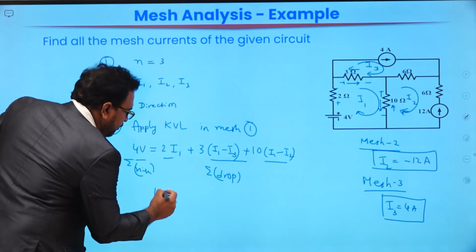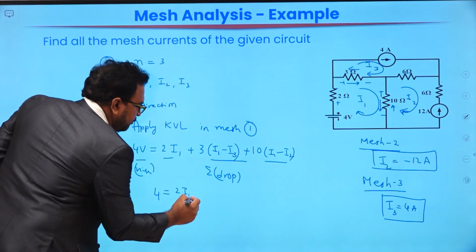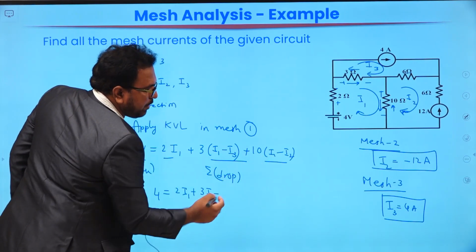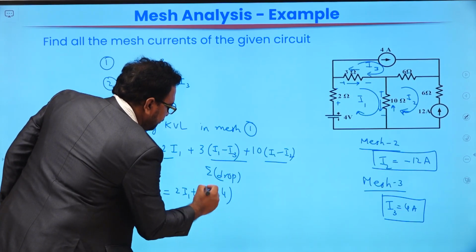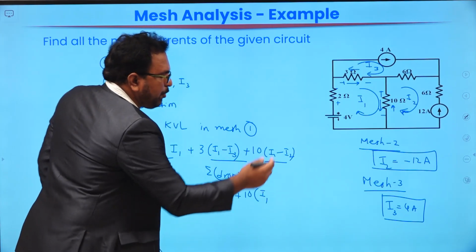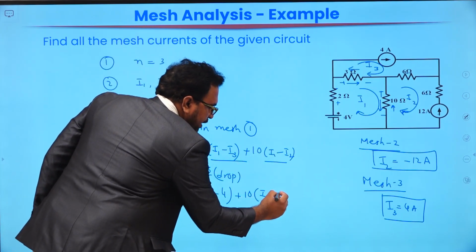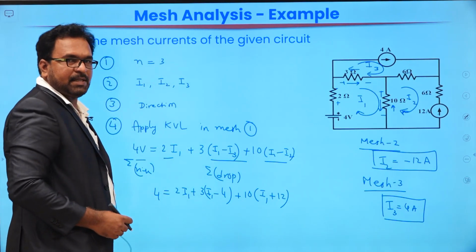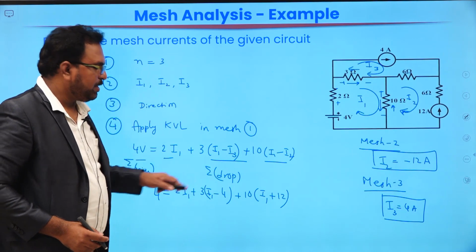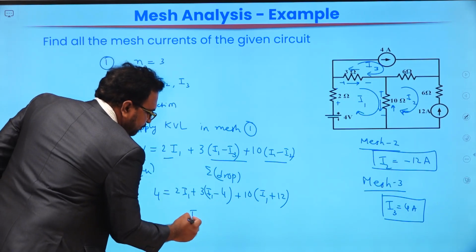So 4 is equal to I1 minus I3 value, which is 4, plus 10 into I1 minus I2 value, which is minus 12. So minus of minus becomes plus. So what is the only variable here? I1. That means you can simply solve for I1.